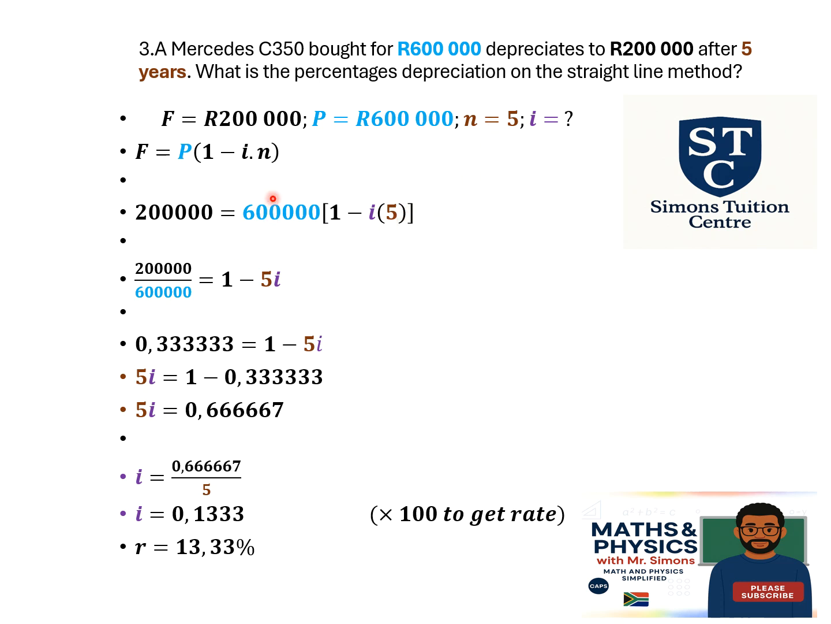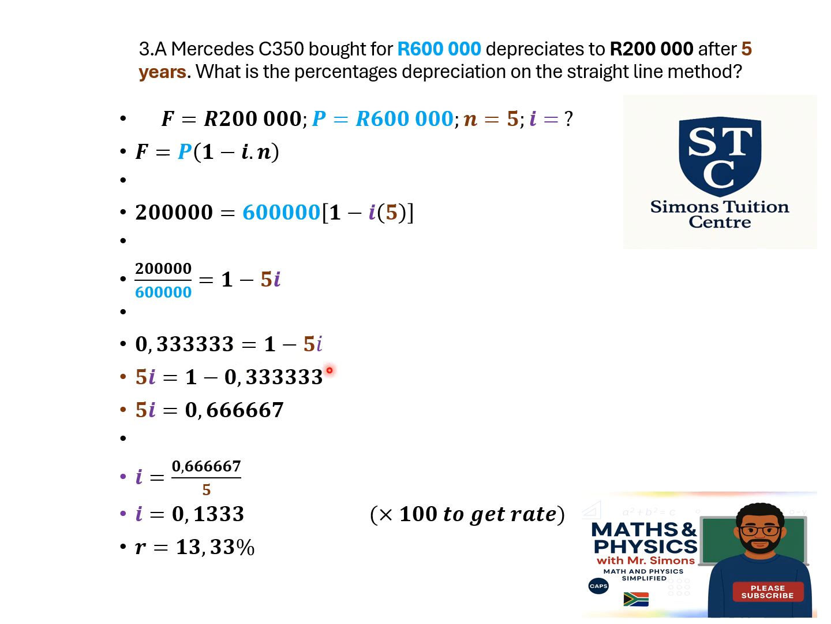So first, that's 600,000 times the bracket. So to get rid of multiplication, I'm always going to use division. So that's 200,000 divided by 600,000 equal 1 minus 5i. So instead of writing i times 5, I just write 5i. It means the same thing. So that becomes 2 over 6, which is 1 over 3, which is 0.3333 going on all the way.